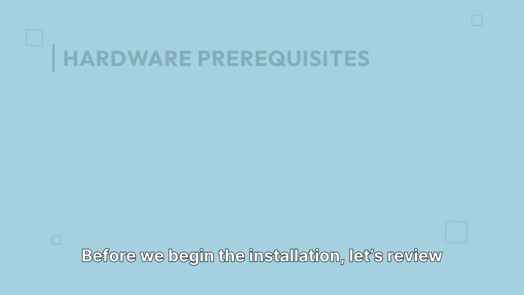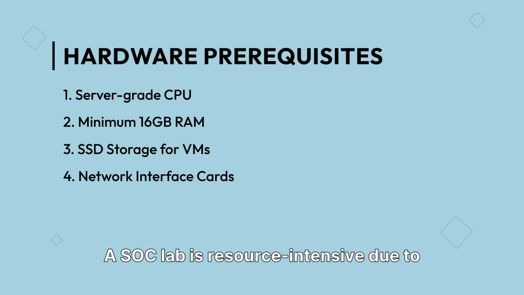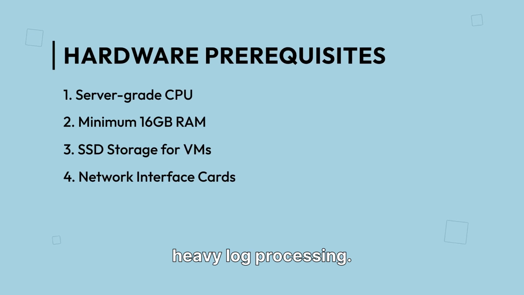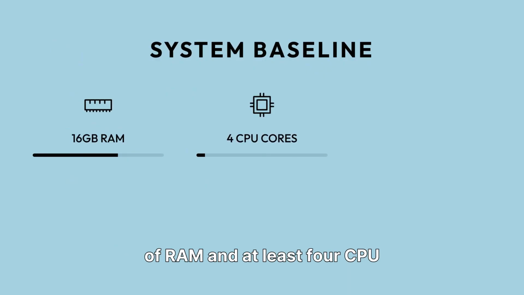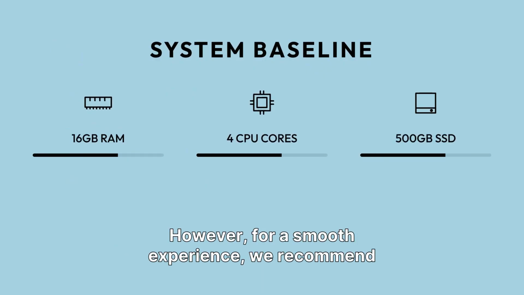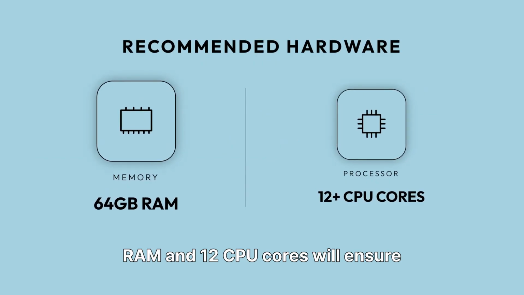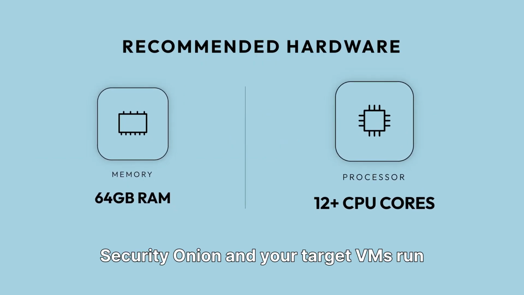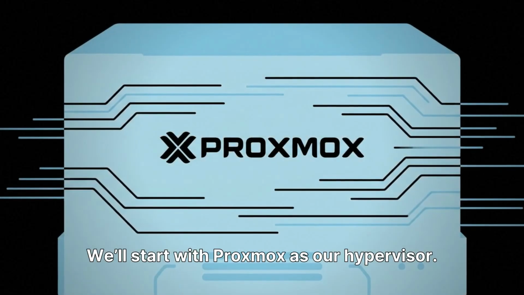stack. Before we begin the installation, let's review the hardware requirements. A SOC lab is resource intensive due to heavy log processing. At a minimum, you'll need 16 gigabytes of RAM and at least 4 CPU cores. However, for a smooth experience, we recommend more. For a production-like feel, 64 gigabytes of RAM and 12 CPU cores will ensure Security Onion and your target VMs run without performance bottlenecks. We'll start with Proxmox as our hypervisor.